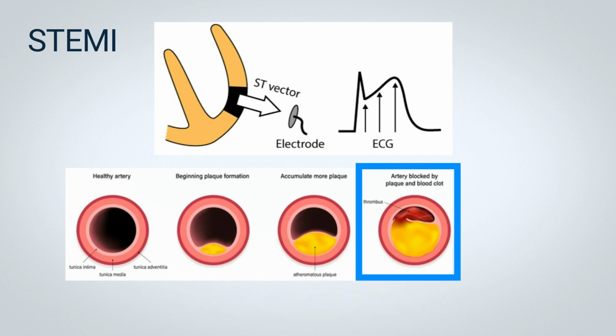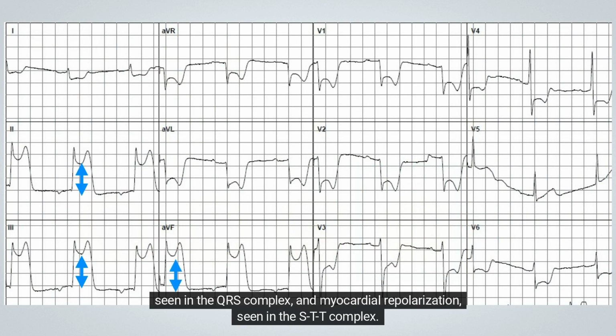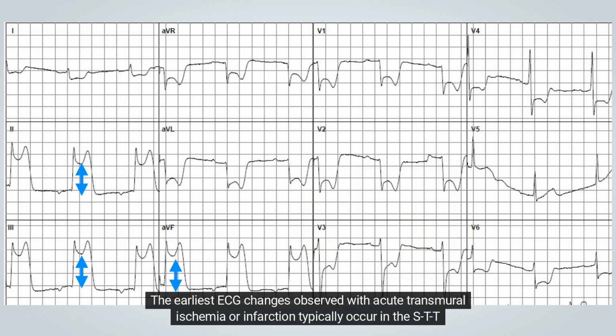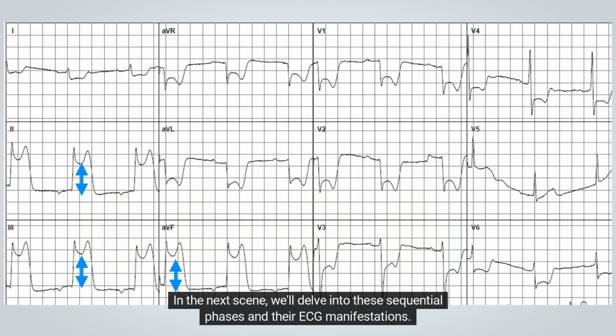acute STEMI. Large transmural myocardial infarctions generally produce changes in both myocardial depolarization, seen in the QRS complex, and myocardial repolarization, seen in the STT complex. The earliest ECG changes observed with acute transmural ischemia or infarction typically occur in the STT complex in sequential phases. In the next scene, we'll delve into these sequential phases and their ECG manifestations.